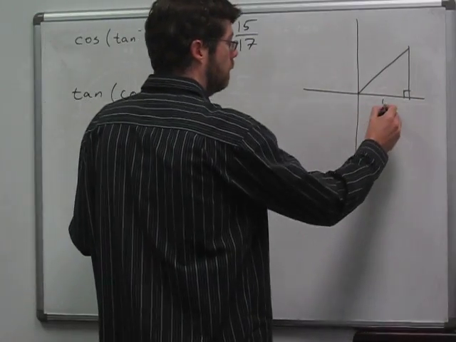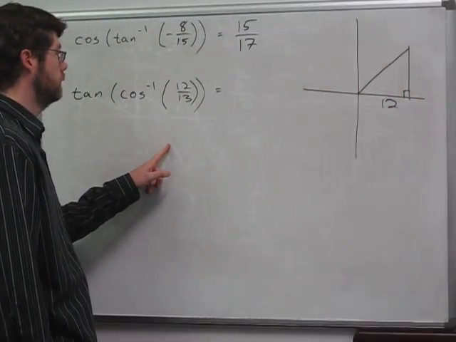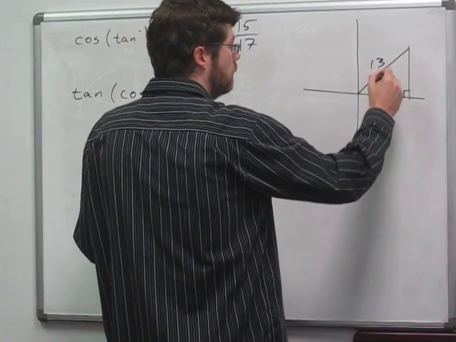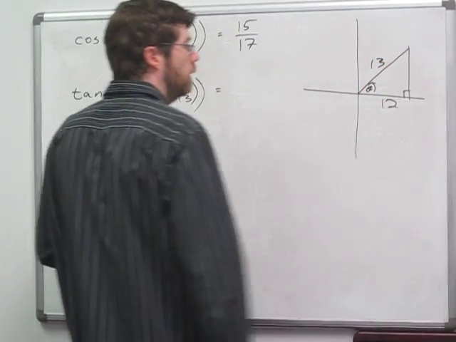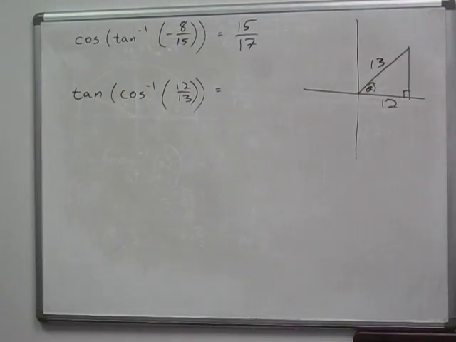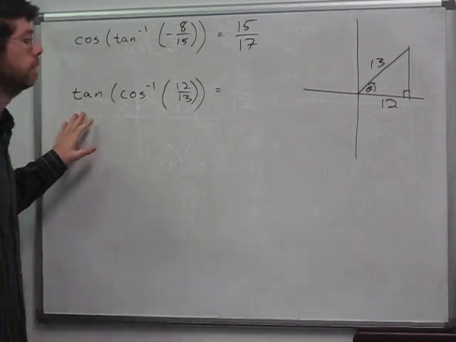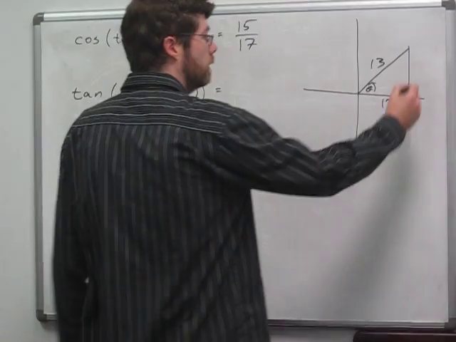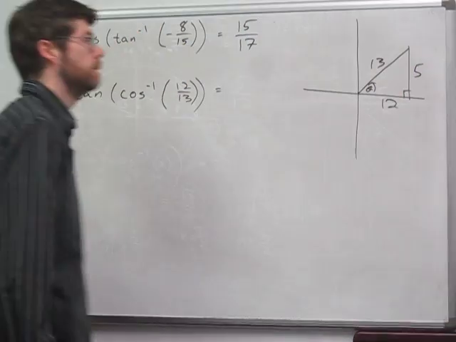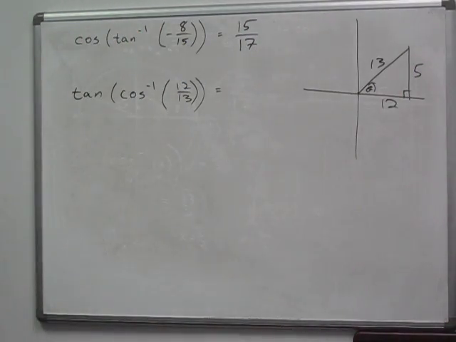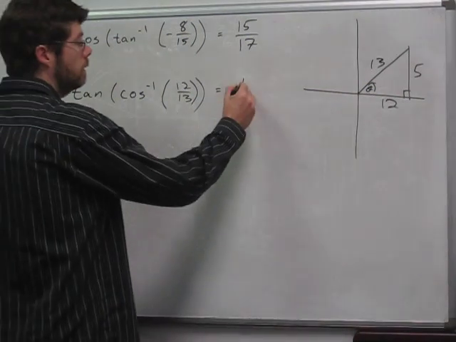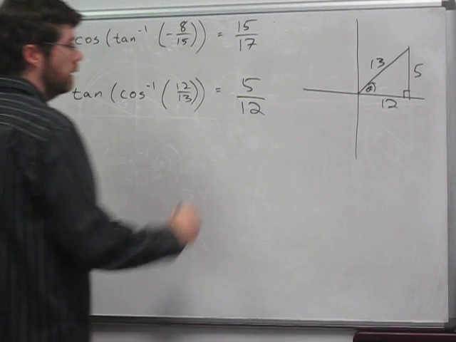So again, we'll mark some lengths here. The adjacent 12, hypotenuse 13. There's my rotation theta, whatever it happens to be. For this given triangle, the Pythagorean theorem tells me that the opposite leg is going to be 5. And so the tangent of this angle is 5/12.